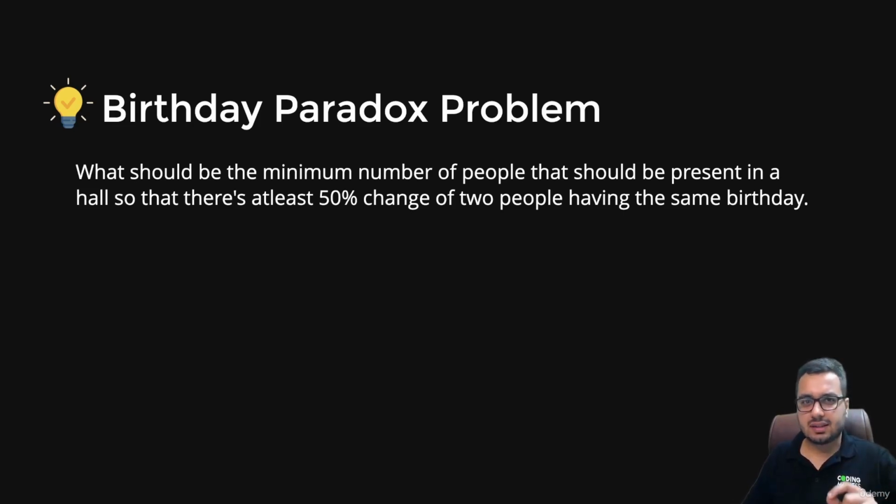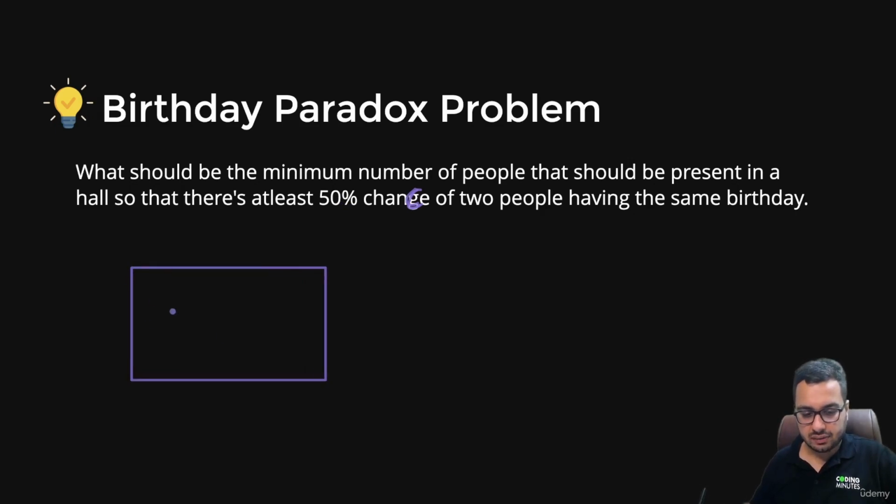There is at least 50% probability of having two people with the same birthday. Now how can we think of this problem? Again, it's pretty vague. How do we start? But let us try to break it down with the smallest possible input. If there is only a single person in the hall, then that person can have a birthday on any date. Same birthday basically means the same date, assuming 365 days in a year.